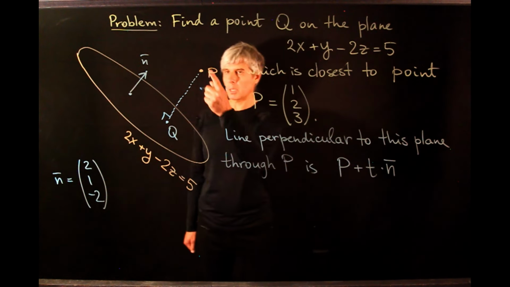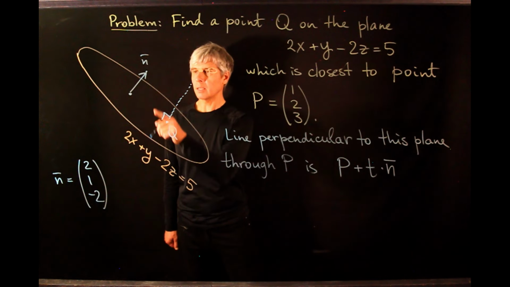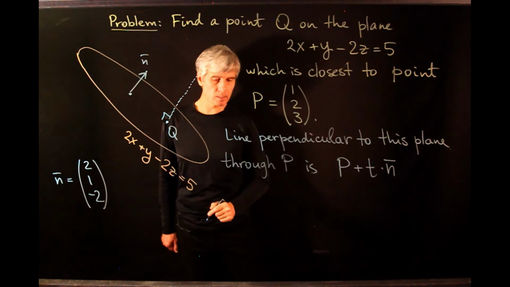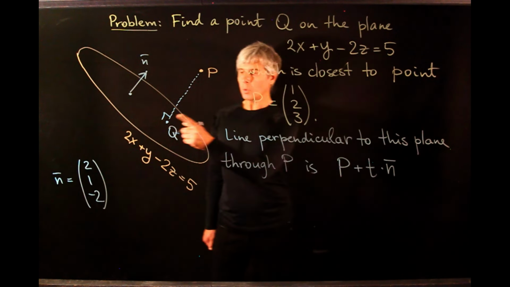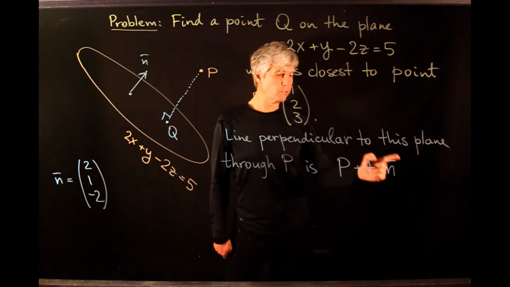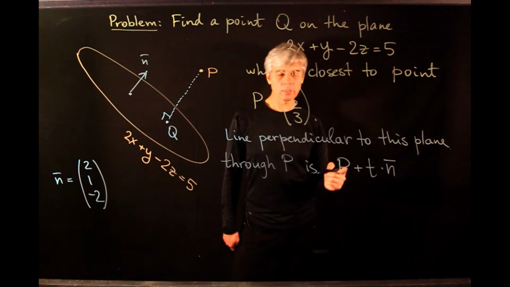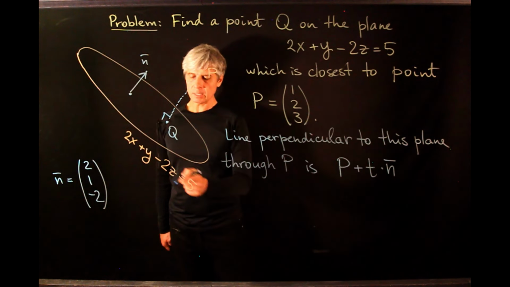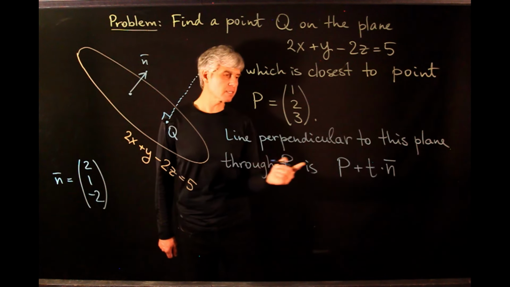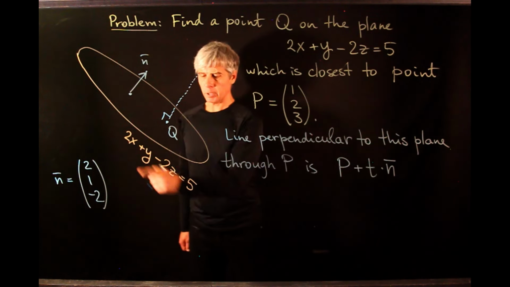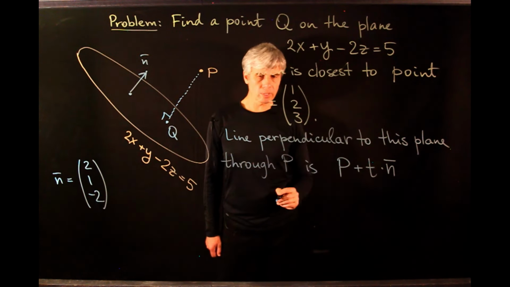And so because the directing vector has to be perpendicular to this plane, we can choose n to be the directing vector. Now, to find the point Q, all we have to do is find the value of t for which this point will be inside this plane. So basically, we are looking for the point Q of intersection of this line with the plane here. Now, what is the equation of this line?